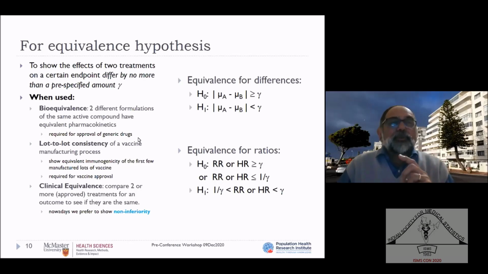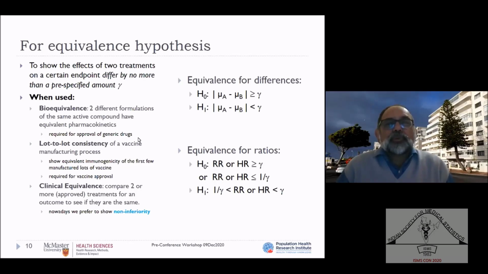It used to be used for what was called clinical equivalence, which is comparing two or more approved treatments for an outcome to see if they are similar, okay? However, this is no longer what is used nowadays.